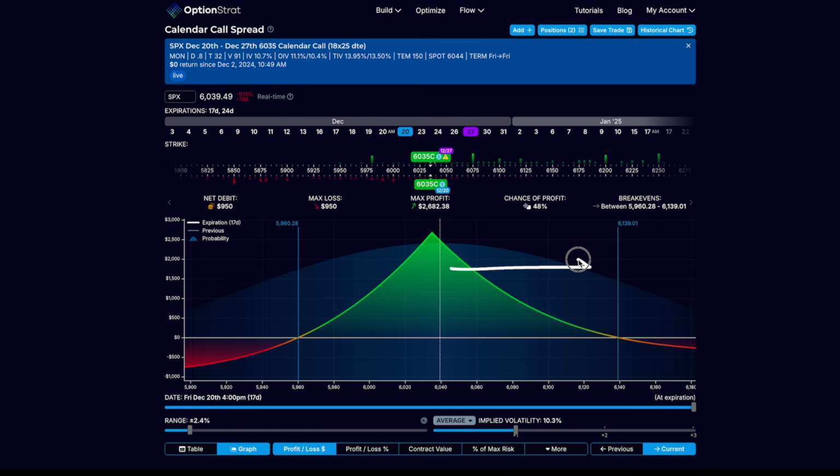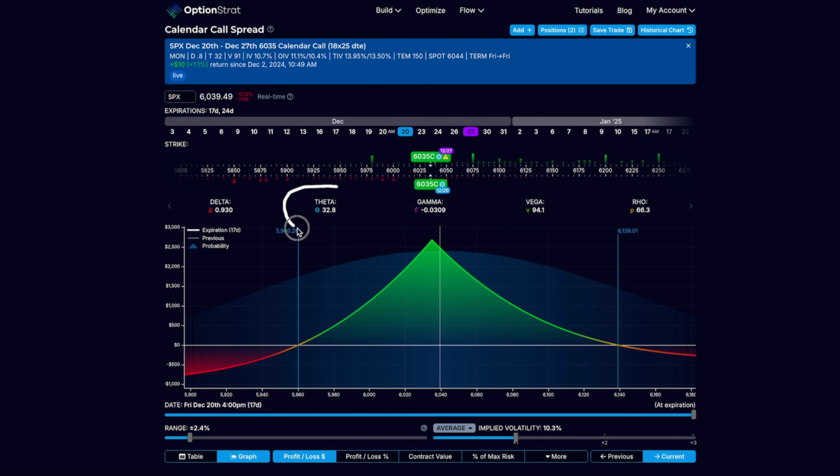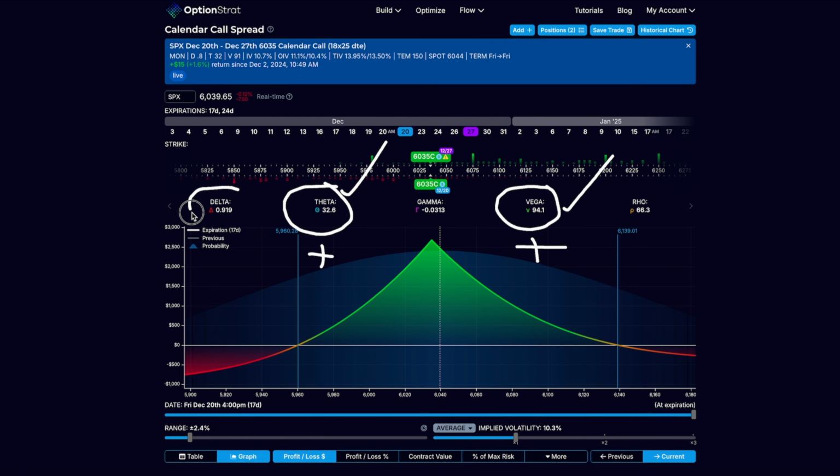That means I'm not picking a direction on which way I think the market is going to go. I'm looking to benefit from the passage of time, from being positive theta, and also some sort of an increase in implied volatility. The calendar spread is positive vega and positive theta. In other words, I'm long vega and long theta. When opening at the money calendar spreads, you want a low delta.